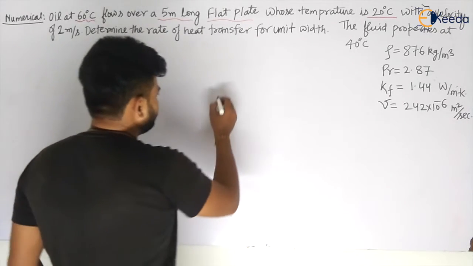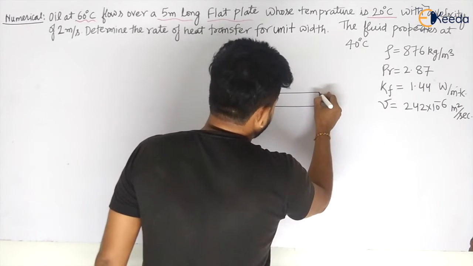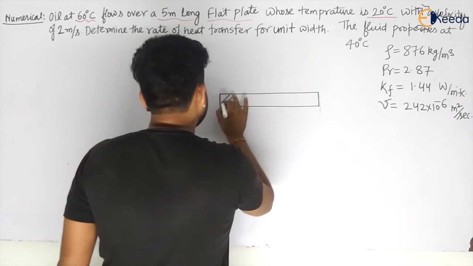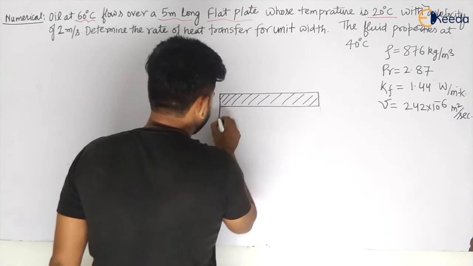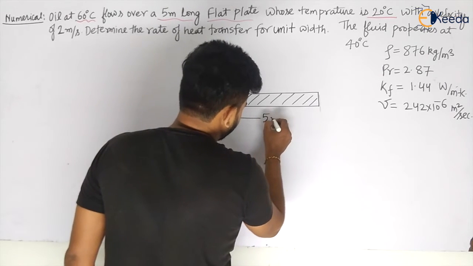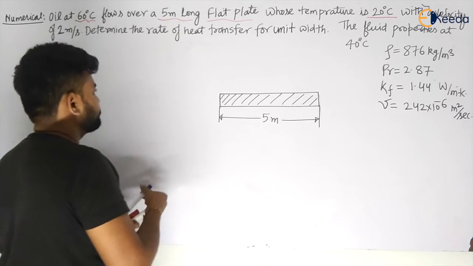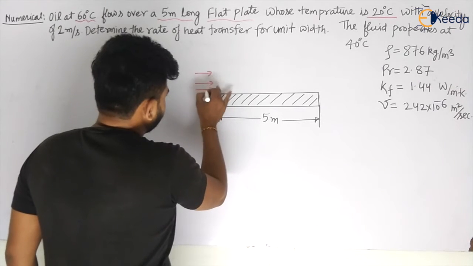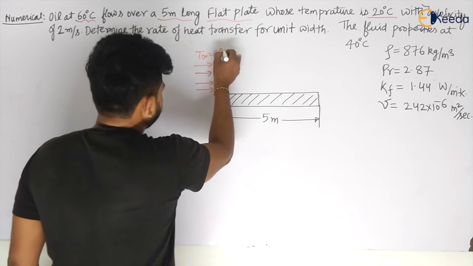Let us see. If we have a plate of unit width, let us say the width is unit for this plate, and that plate is 5 meter long. So the fluid is flowing over that plate. That is your hot fluid. So hot fluid is flowing over that plate at 60 degrees, so T infinity is given to be 60 degrees, my dear students.